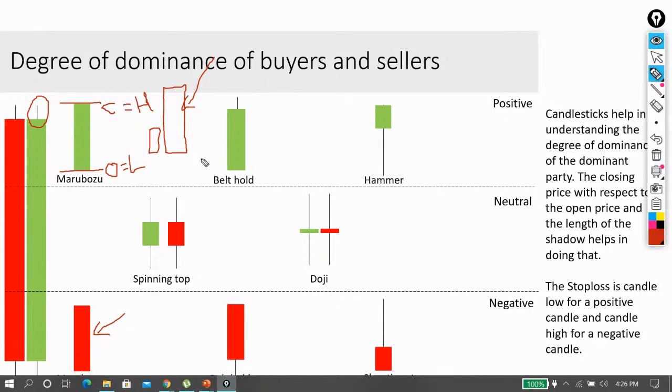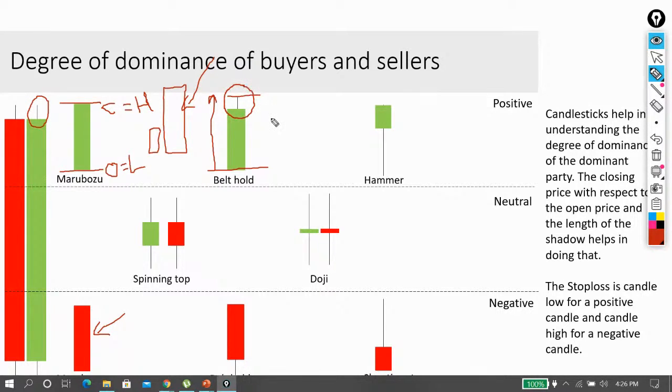Belt hold is also a bullish candle, but if you try to understand the psychological aspect, it opened at a low. It did not make any new lows. It went higher. However, at the high, there was some selling pressure, right? If the price did not sustain at this level, that means some sellers were coming in. So we can say that for the whole day, the price rose, but at the end, some sellers came here.